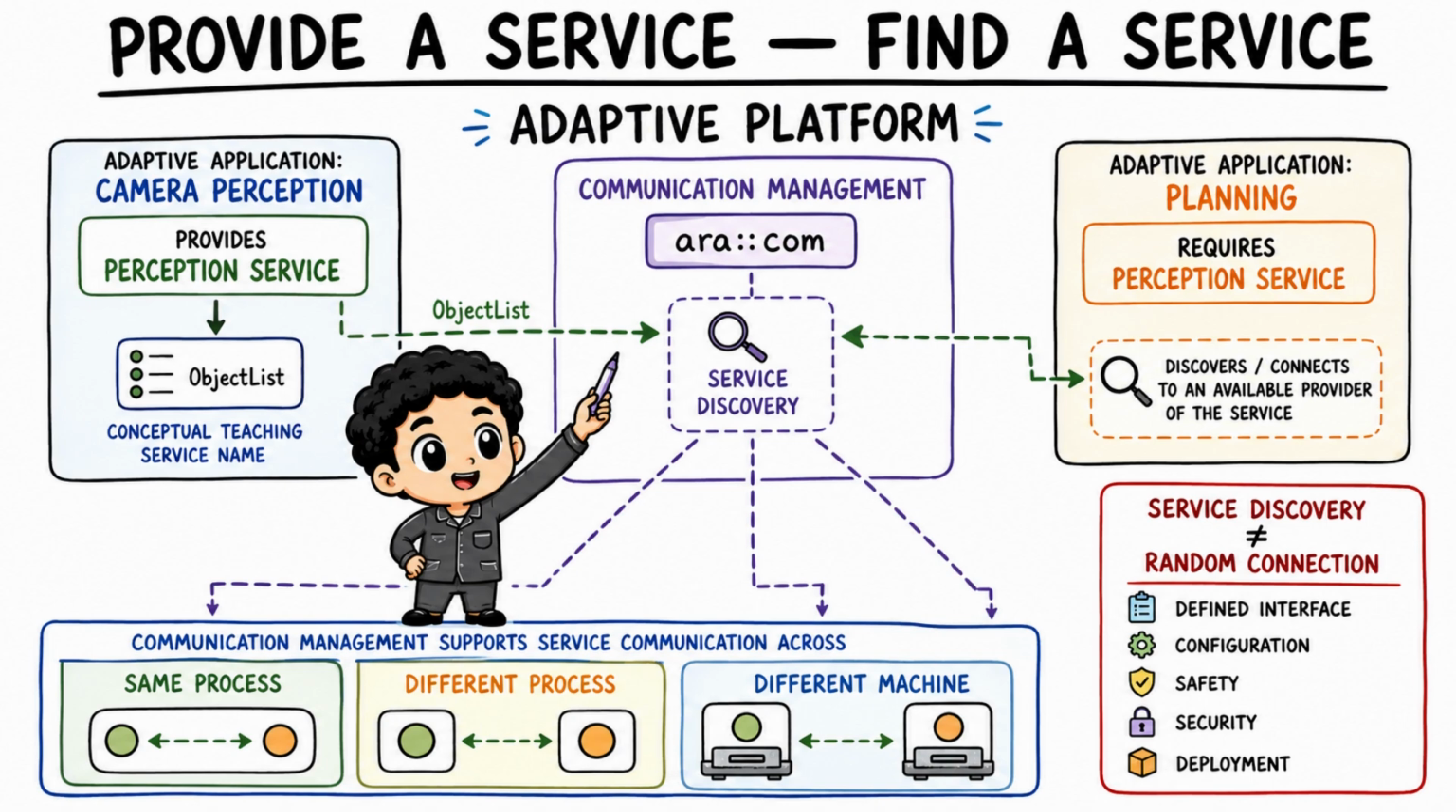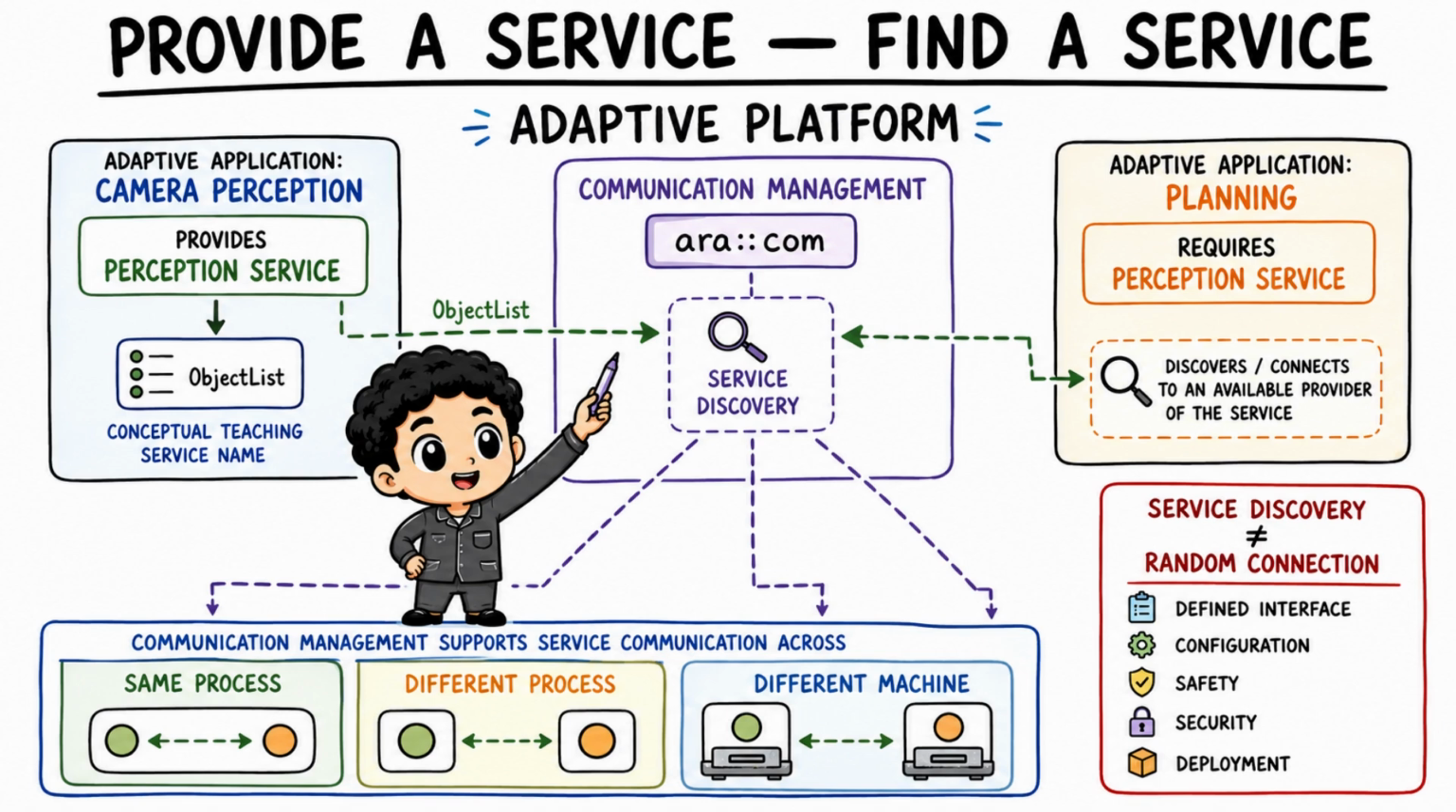Now we reach probably the most important adaptive idea for a beginner: service-oriented communication. Suppose our camera perception application produces an object list. A planning application needs that information. Instead of designing the application around one fixed low-level sender and receiver relationship, adaptive applications can offer and consume services. Think in terms of, this application provides a service. Another application needs that service, and the communication infrastructure connects the provider and requester according to the system configuration.